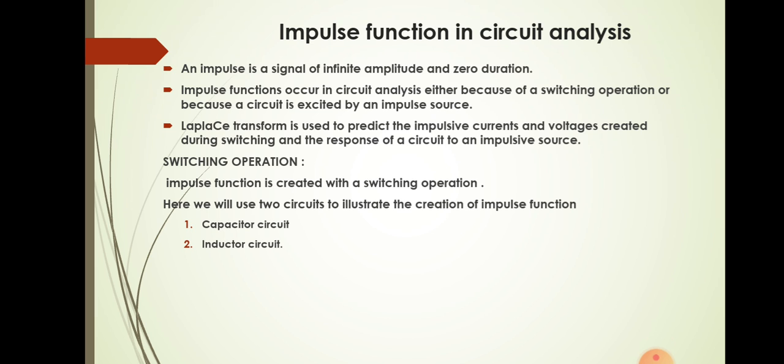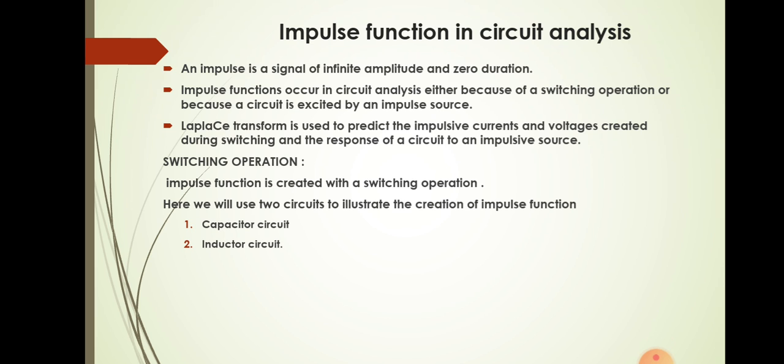Impulse function occurs in circuit analysis either because of a switching operation or because a circuit is excited by an impulse source. So we are dealing with the switching operations. When a switching operation takes place, the impulse function occurs. That means suddenly we are closing a switch, it is like an impulse. Or suddenly we are opening a switch, that means sometimes there may be cutting of the current or voltage. Whatever it is, it will be affected as an impulse.